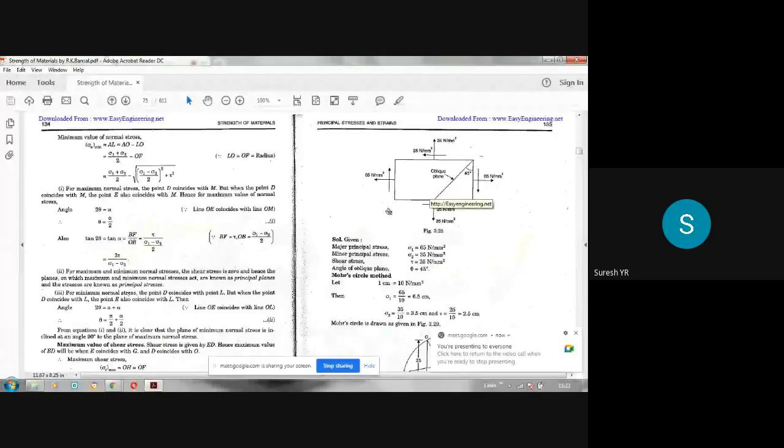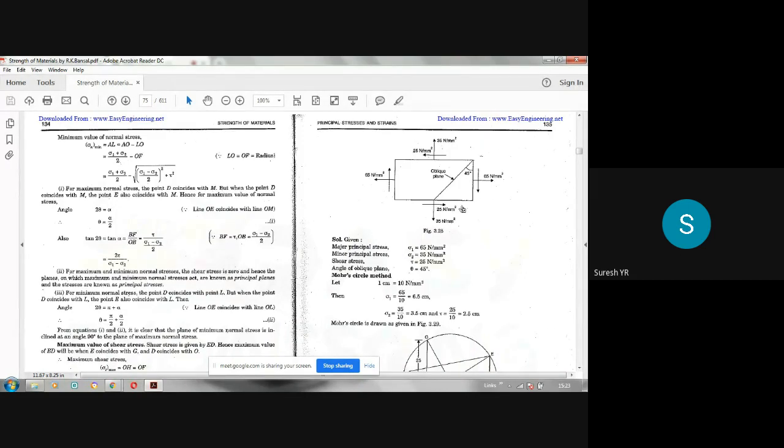Method of finding principal stresses, compound stress problem. We have done this by deriving the equation. Analytical method we have done. So this comes in module 2. So today we will see how we can calculate or obtain the principal stresses and the principal planes by graphical method, which is known as Mohr circle method, M-O-H-R, Mohr circle method.